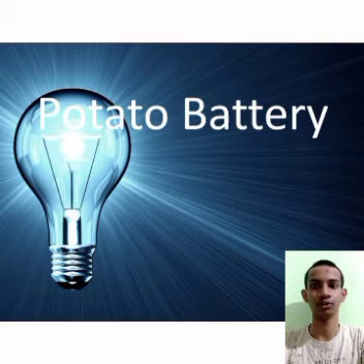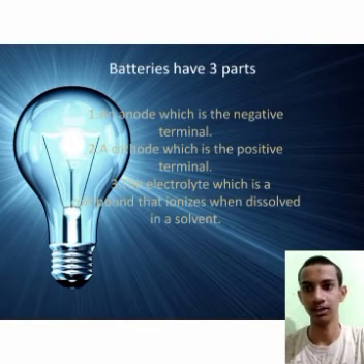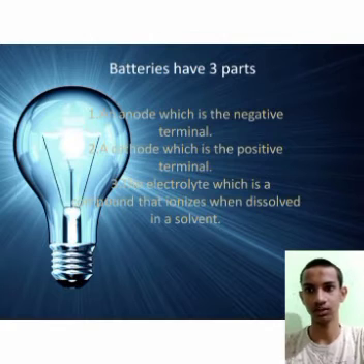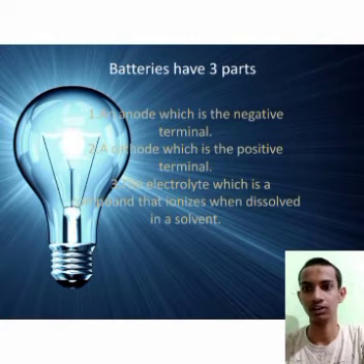Today our topic is potato battery. Batteries have three parts: an anode, which is the negative terminal; second, a cathode, which is the positive terminal; third, the electrolyte, which is a compound whose ions are released when dissolved in a solvent.